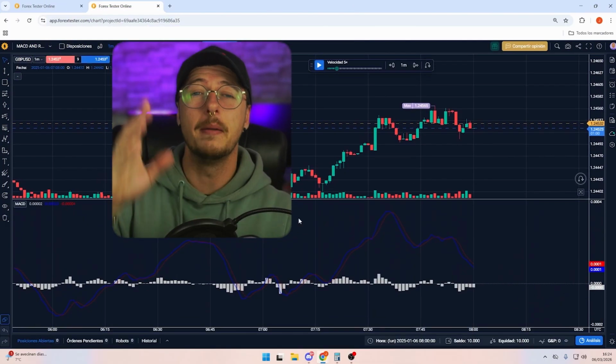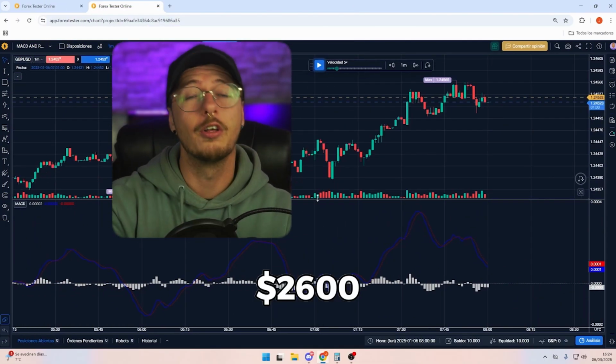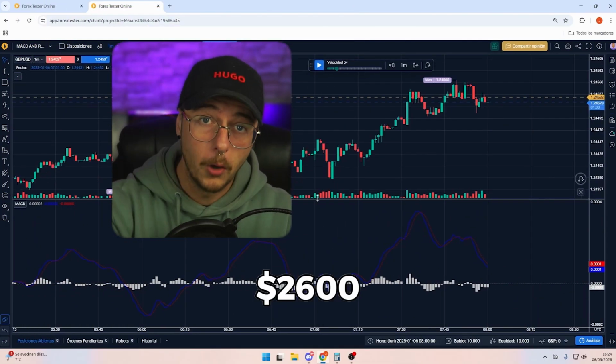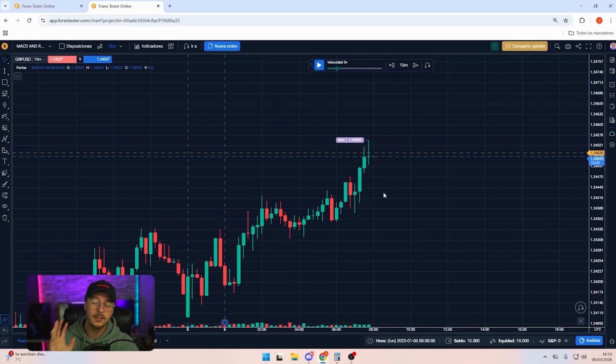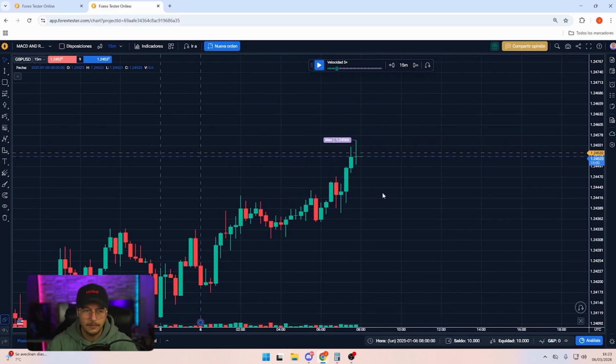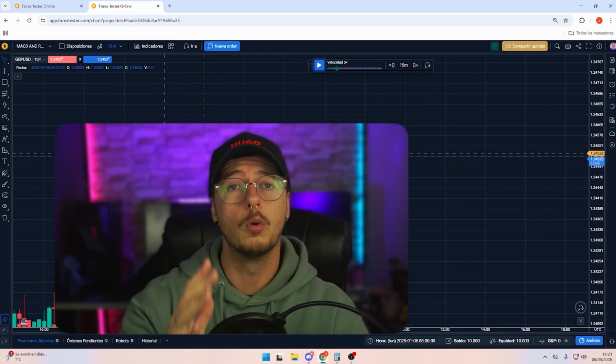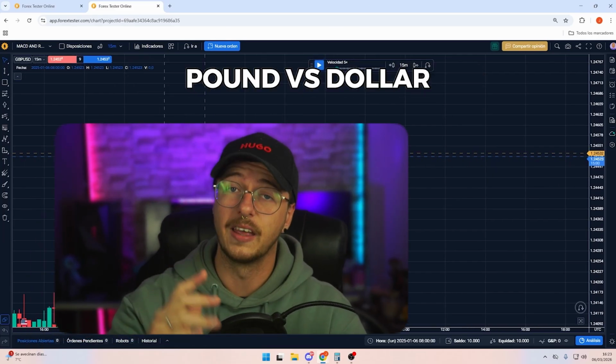This scalping strategy made over $2,600 in only 1 month. And the best part is that it's so simple that you can repeat it every single day, and it's valid for prop firms. But let's dive straight into the charts to not waste any time. First of all, we are going to be working on the pound against the dollar.